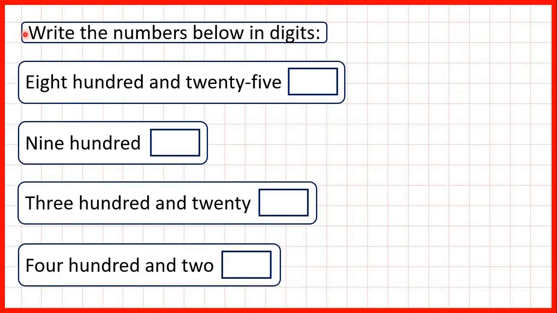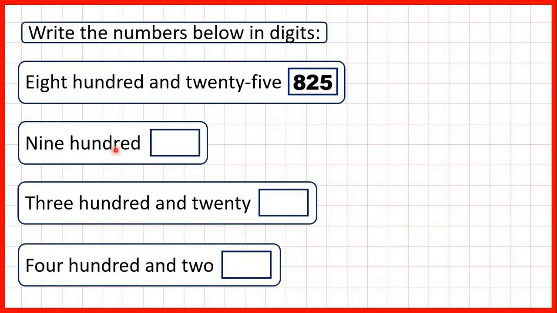We need to write the numbers below in digits. So for all of these numbers, we can see the word hundred, and that tells us that our number will have at least 3 digits. First, we have 800 and 25. Now the best way to write numbers in digits is to write the hundreds digit and then remember that we need 2 digits after the hundreds digit for our tens and ones. We have 800, so we can write an 8, and then we have 25, so that's 25.